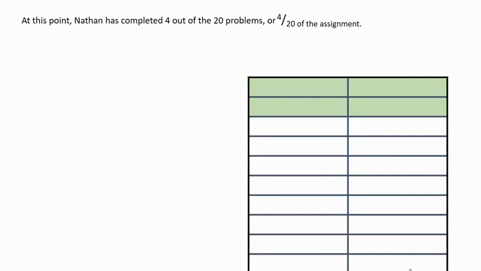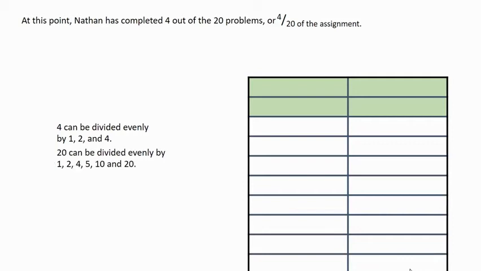And we want to find a number to group them by so that we can group all 4 evenly and we can group all 20 evenly. So let's think about 4. We can make 4 with 1 times 4 and 2 times 2. So the factors of 4 are 1, 2, and 4, which means that 4 can be divided evenly by those numbers. Let's look at 20. We can make 20 by multiplying 1 times 20, 2 times 10, and 4 times 5, which means that we can divide 20 by those numbers.